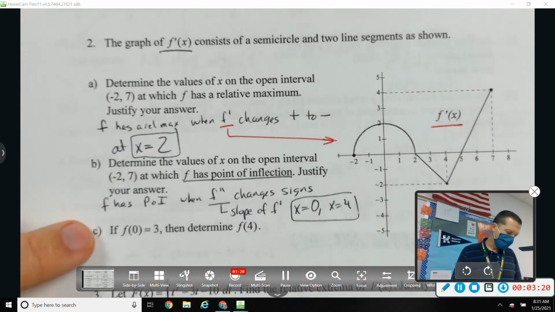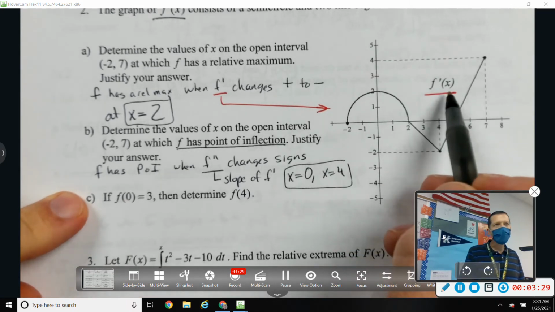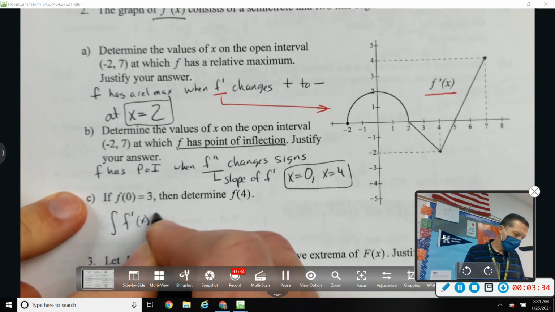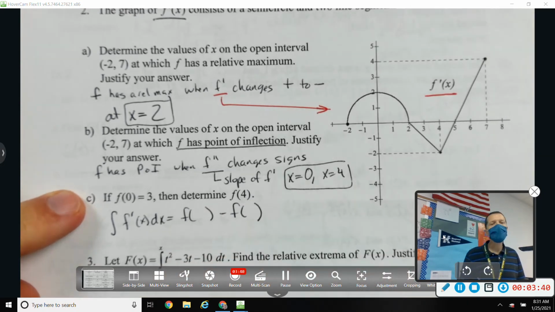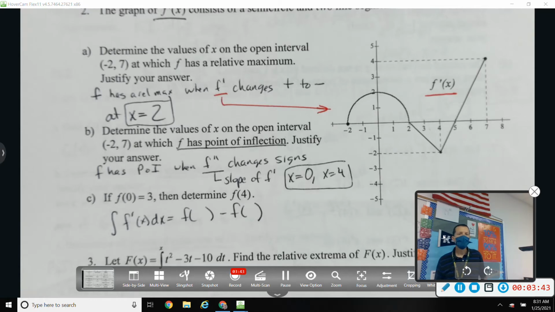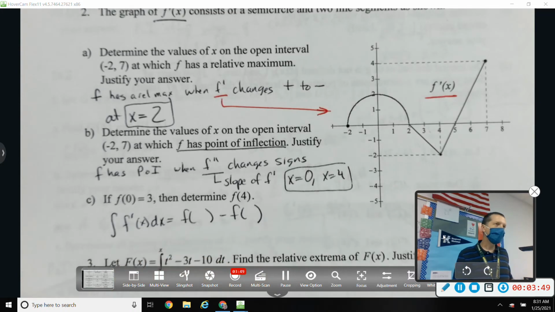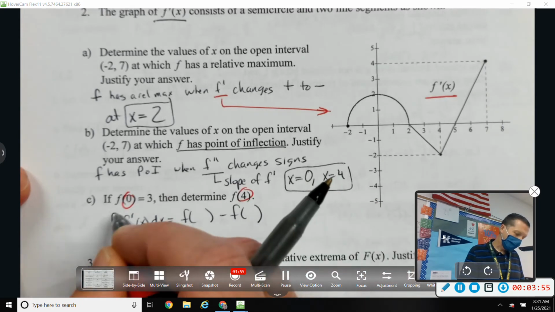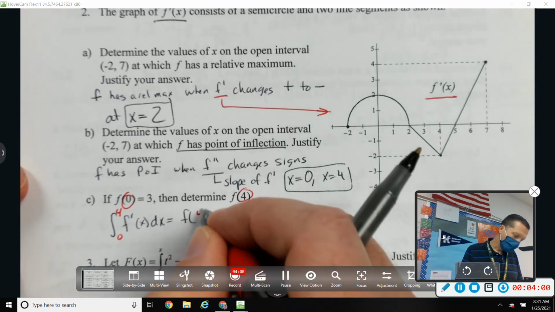All right, part C. If f of 0 equals 3, then determine f of 4. Well, it's asking me questions about f, but it's given me f prime. Well, I know that if I integrate f prime, I get information about f. So my main concern is what x values do I want to use for my integration? 0 and 4, because those are the x values that I have. So I'll go from 0 to 4, which means I'll have f of 4 minus f of 0.